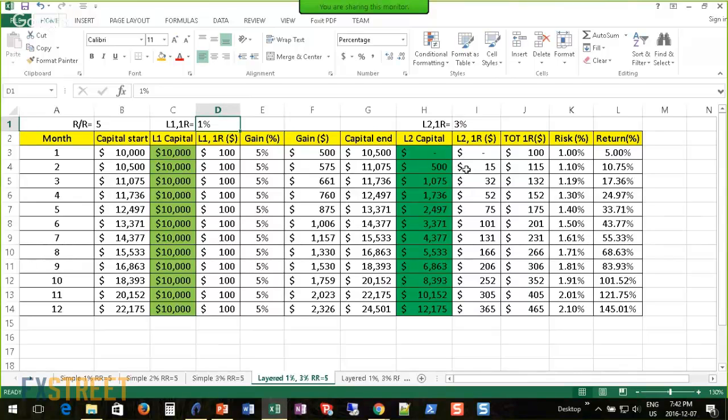1% of market money would be $5. In this case, 3% would be $15. And so we add the $100 that we risk on our own capital to the $15 that we risk on market's money here. And as you can see at the very beginning, our risk increases to $115.